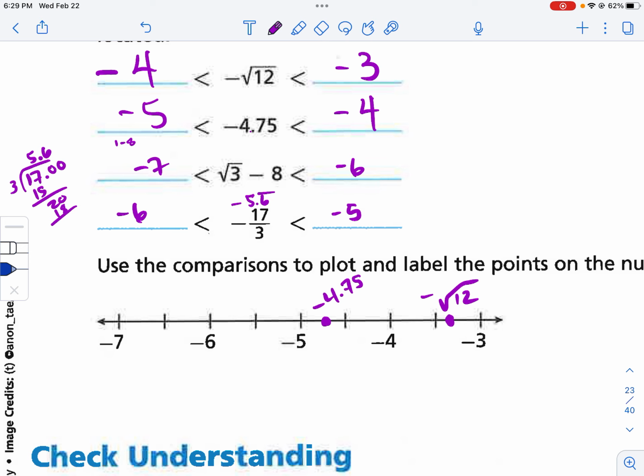Okay, between negative 7 and negative 6. That's going to be closer to 4, so it's closer to 2. So it's closer over here. So square root of 3 minus 8, and then negative 5.6. So that's about here. And so negative 17 over 3.